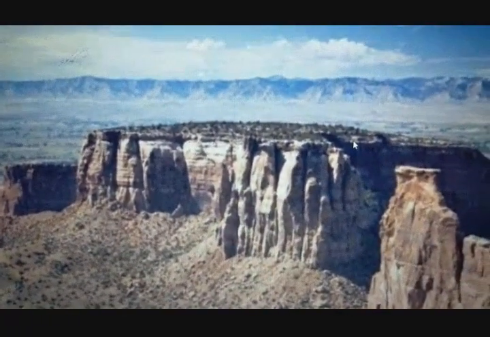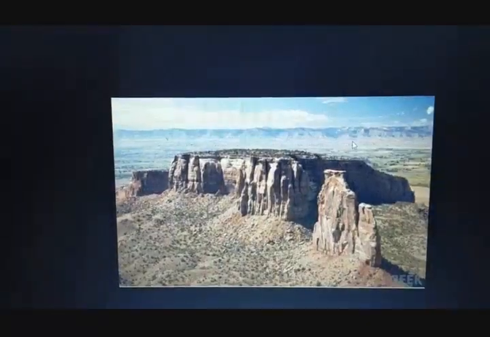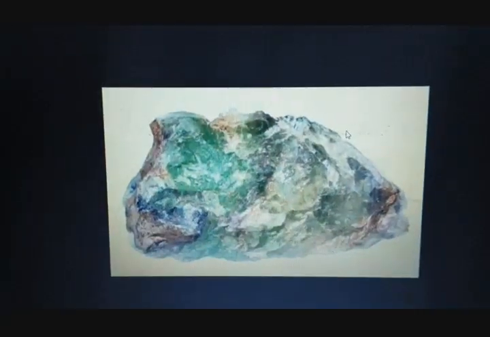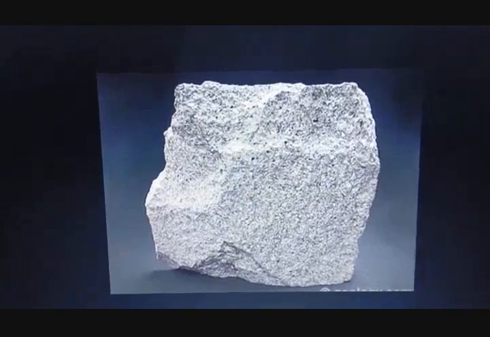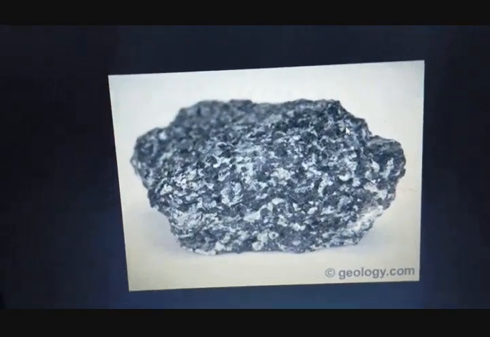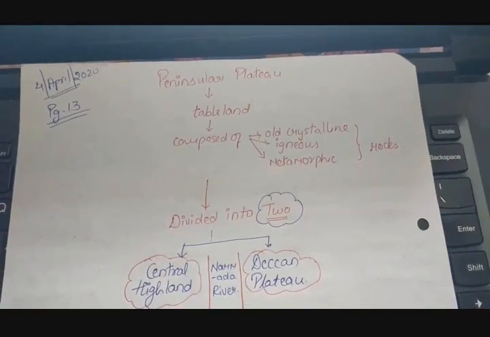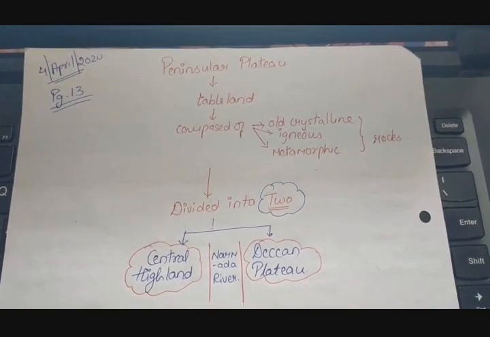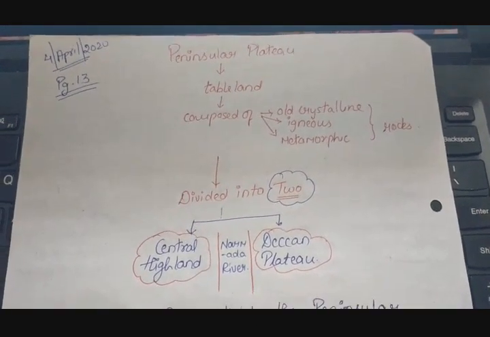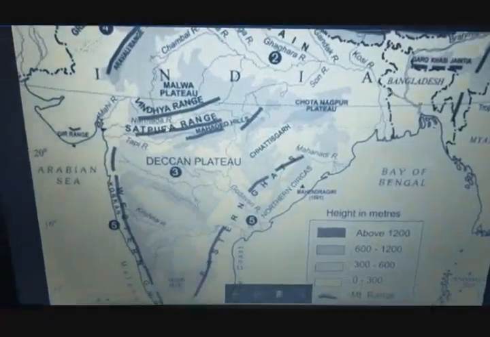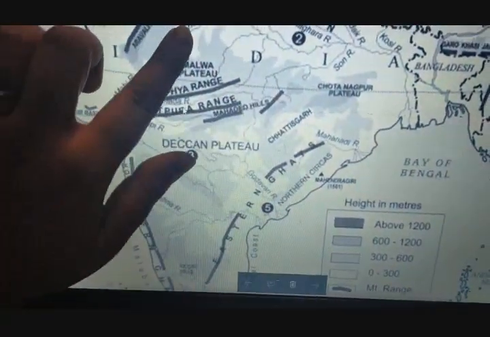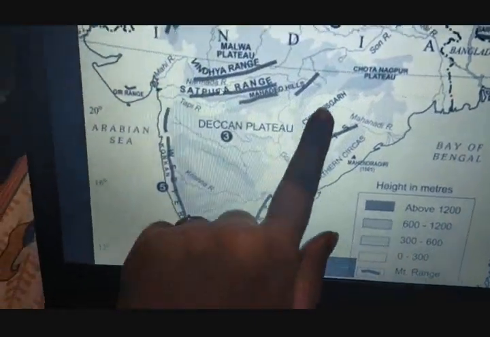Now these plateaus are made up of basically three main rocks, that is the crystalline rock, the igneous rock, and the metamorphic rock. The peninsular plateaus are again broadly divided into two parts, that is the Central Highland and the Deccan Plateau. If you can see in the map over here, the area here is the Central Highland, while the area over here, the triangular structure, is Deccan Plateau.